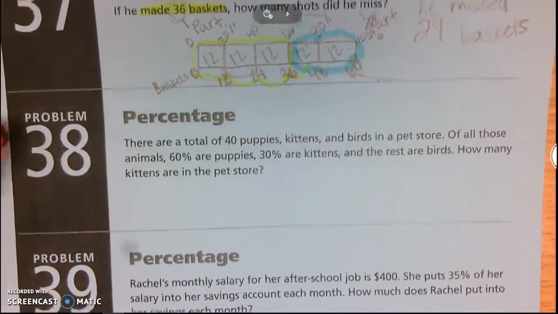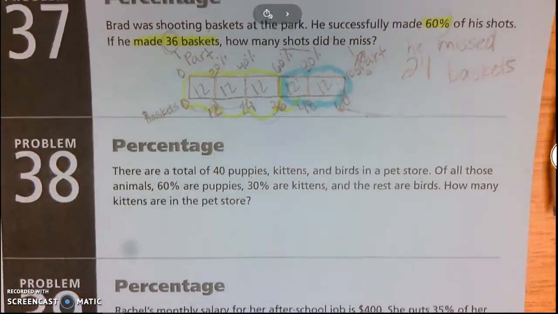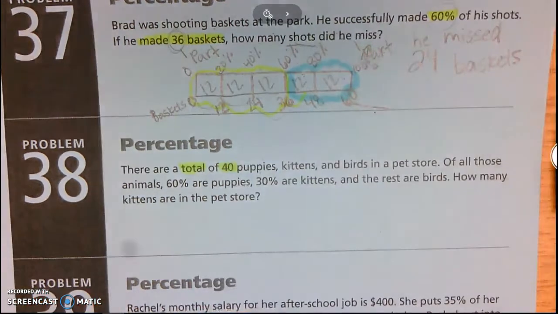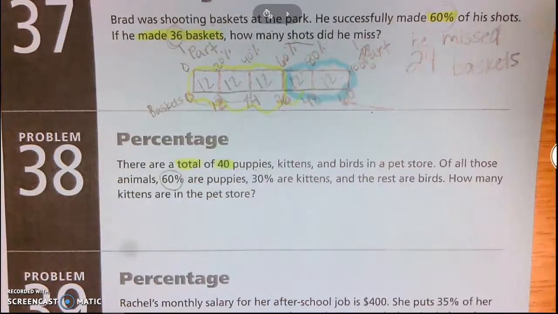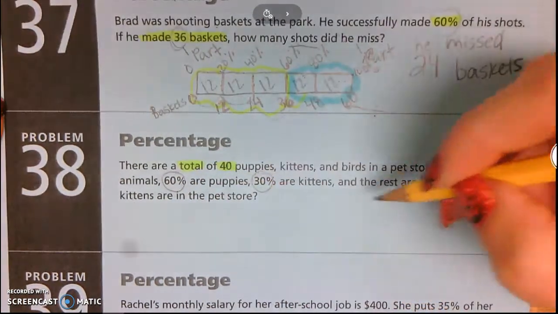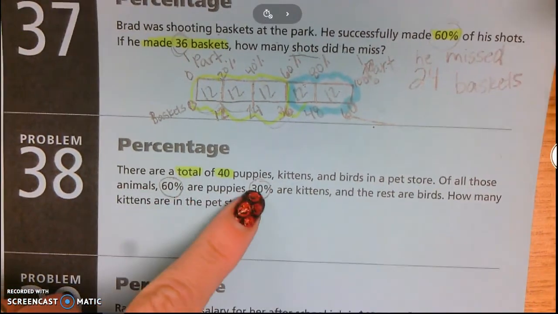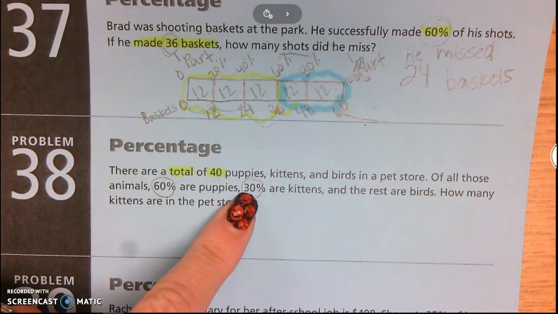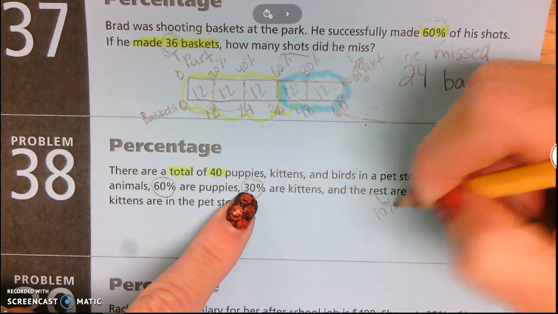All right, number 38. There are a total of 40 puppies, kittens, and birds in a pet store. So that's my whole. Total is 40. So there's 40 animals. Of all those animals, 60% are puppies, 30% are kittens, and the rest are birds. Well, if I know there's 60%, 30%, that's 90%. To make up a whole, percents are always out of 100. So that tells me that 10% are birds.